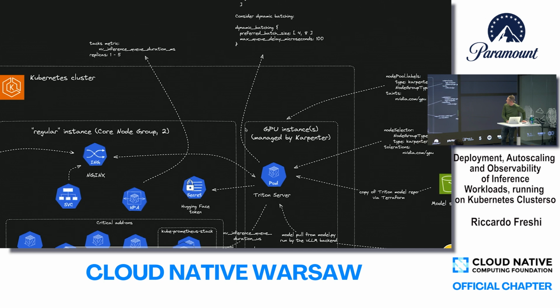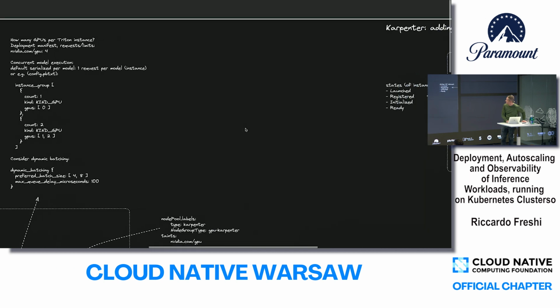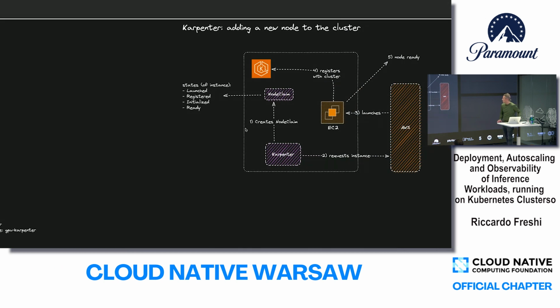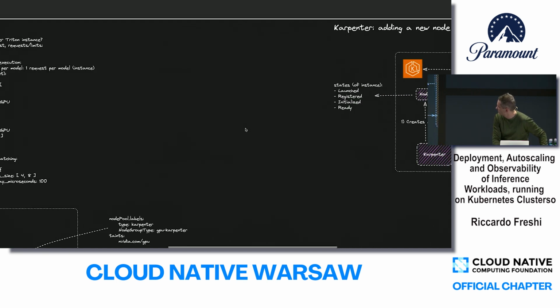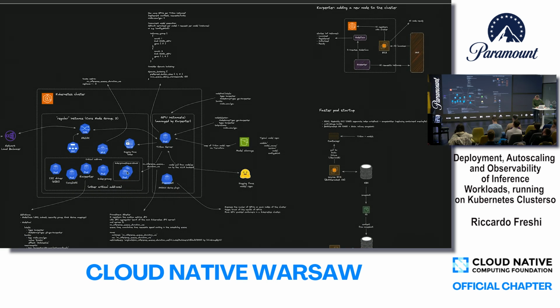So let me show you a little bit in here how Carpenter works when adding a node. And by the way, the description that we've just seen applies to the group of nodes which is not on the base managed node groups. It applies to the additional workloads that we want to run for the AI, which is shown here. It is basically this one. We will talk about it in a second.